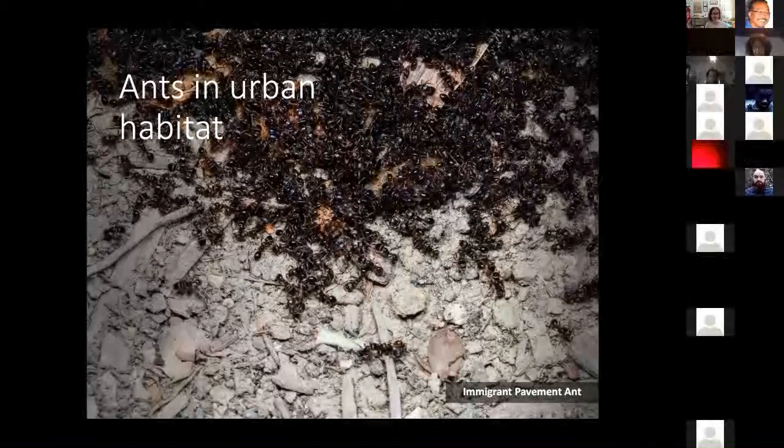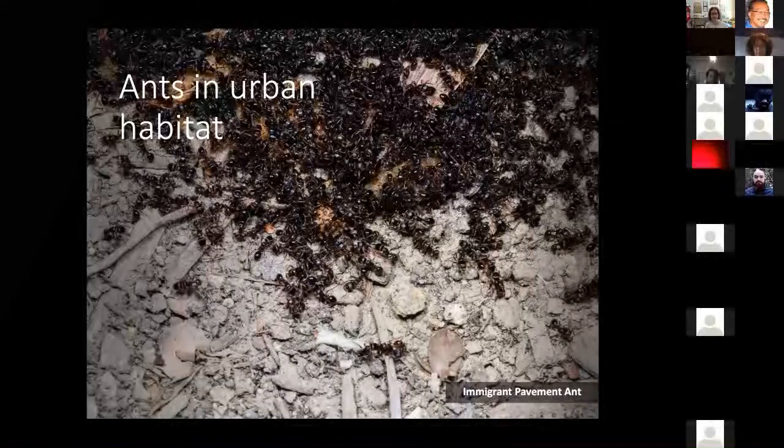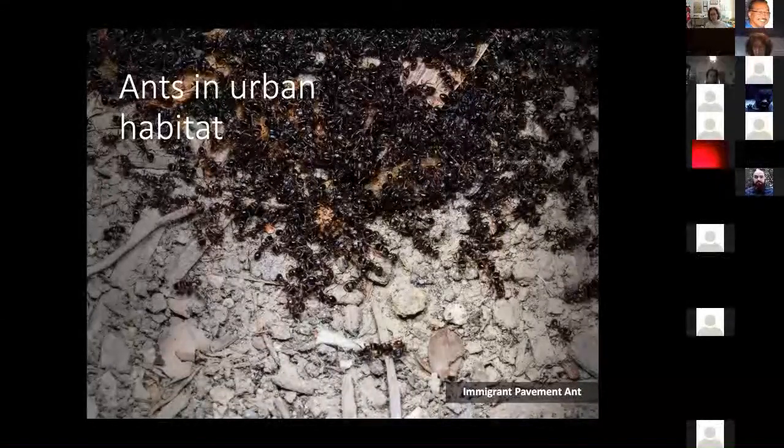And then now I want to talk about the second group, which is ants we might find in an urban habitat. And this is the other photo I mentioned with the pavement ants. So this is how it looks when they fight on the sidewalk. You just have hundreds of these ants, and it's sometimes not really clear what they're doing. They're kind of biting each other and doing something.